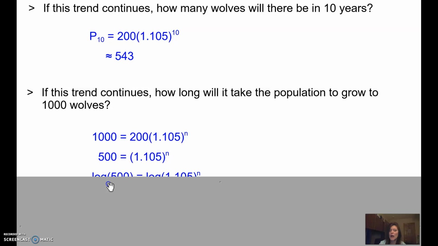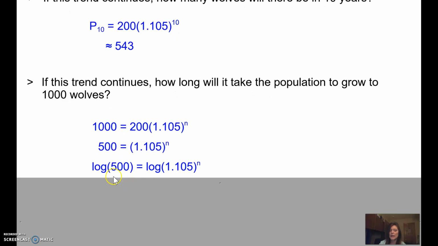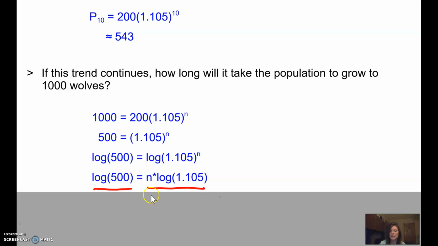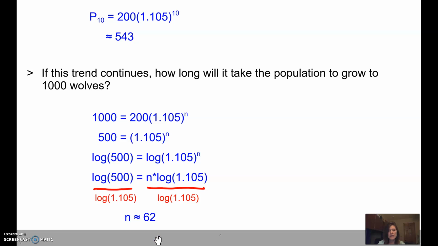Then I'm going to take the log of both sides. Then I'm going to say, well, wait a minute, I have log of something to a power. The power rule says that exponent comes out front. So now I have log of 500 equals n times the log of 1.105. So to get n by itself, I would divide both sides and I would get approximately 62.